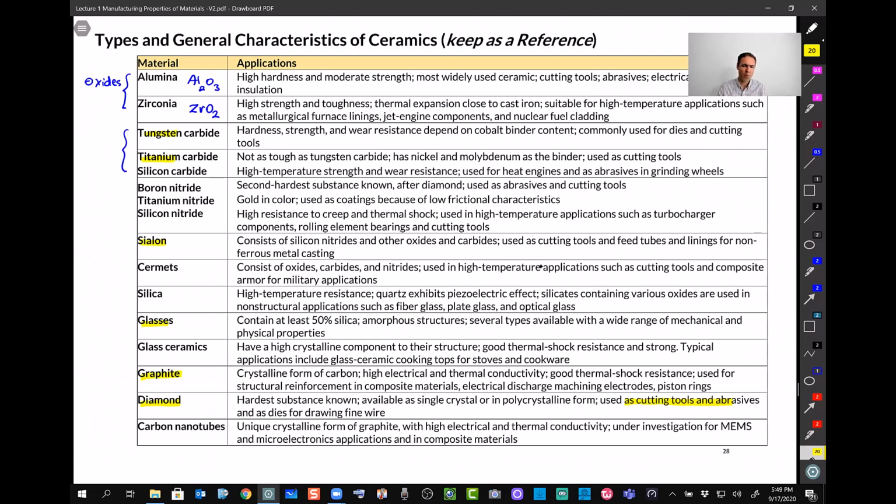I will post something related to how some of these are made. For your interest, if you are interested, you can check, for example, how glass is made or how alumina or zirconia are made.